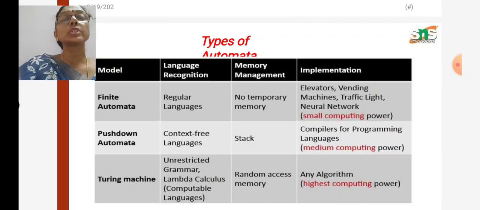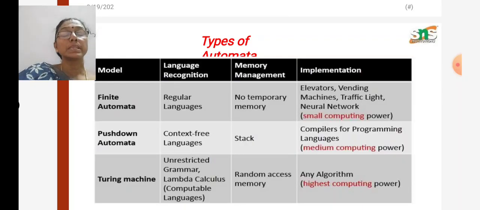Next is the Turing machine. For the Turing machine, the language is the computable language, like unrestricted grammar and lambda calculus, which are used with Turing machines. The memory is random access memory. Any algorithm that requires the highest computing power uses the Turing machine. So this classification shows what the language is and what real-time applications are used by the different types of automata.